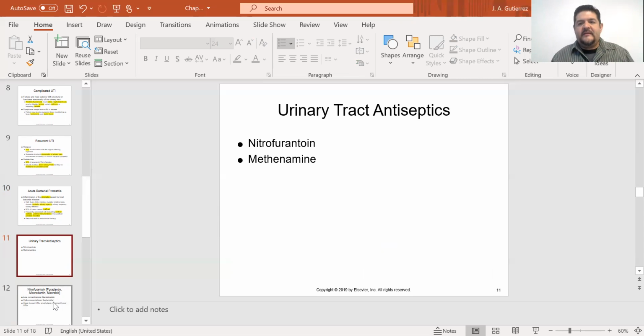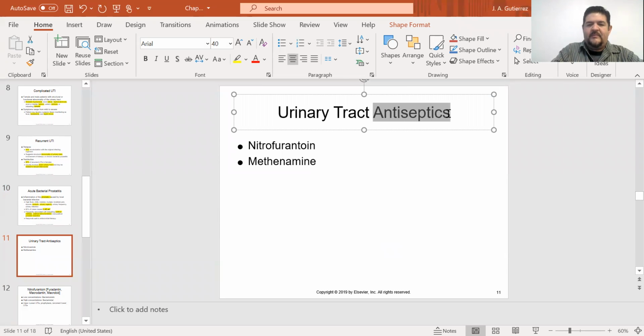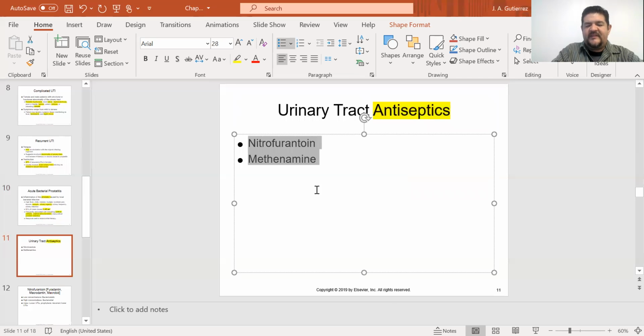Okay, so after that brief explanation of the different types of UTIs, we're gonna add antiseptics. Again, I didn't mention antibacteria or antibiotics, antiseptics, and that's nitrofurantoin and methenamine. Methenamine, sorry.